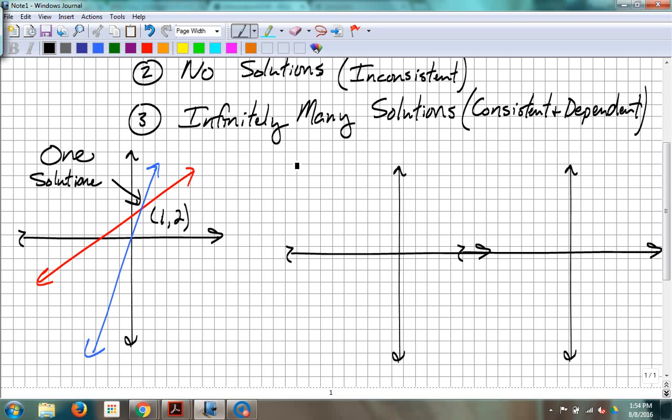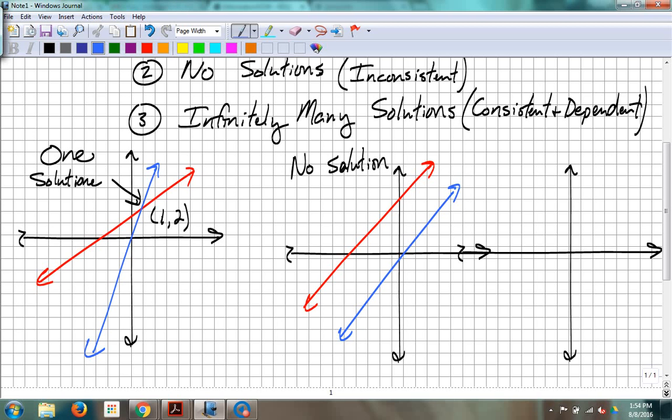Okay, no solution. How many times do you think the lines cross? None, right? They never do. What kind of lines never cross? Parallel. What do we know about parallel lines?